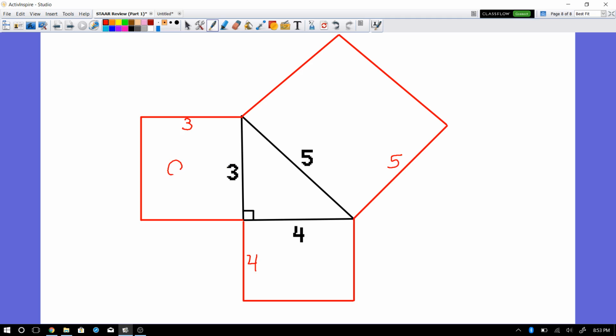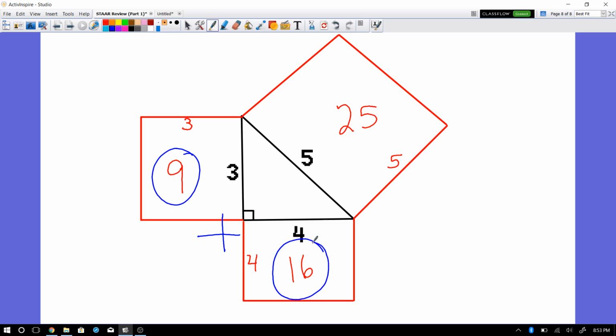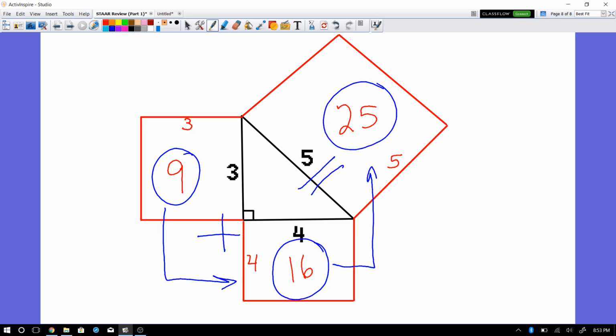3 times 3 is 9. 4 times 4 is 16. And 5 times 5 is 25. What it's saying is 9 plus 16 should be equal to 25. Does that check out? Yes, it does. 9 plus 16 is 25. This is a right triangle. Check. So just because it's using squares is just a visual way of representing what the theorem actually is. This is how it was created, by using squares.